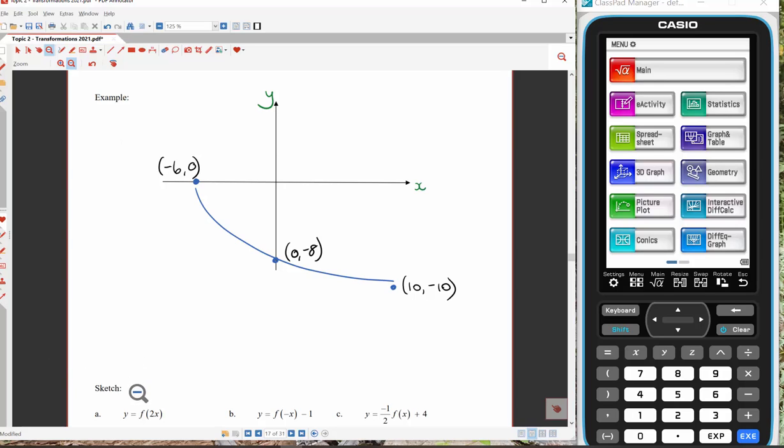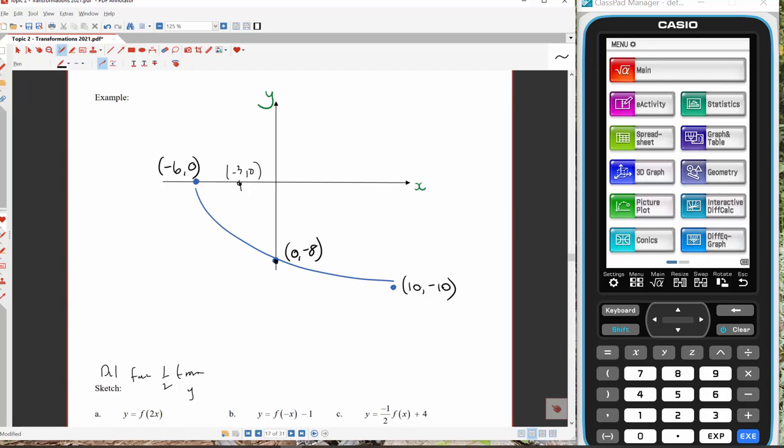Okay, so let's first of all do y equals f of 2x. So this is, by recognition, a dilation factor half from y. And dilations from y change the x values. So here we've got -6, 0. So that is going to halve the x value here. So that'll be -3. The y value stays the same. So it's going to be -3, 0. This one here will halve the x value, which is already at 0, the y value stays the same. So it's going to go through that point there, this point here.